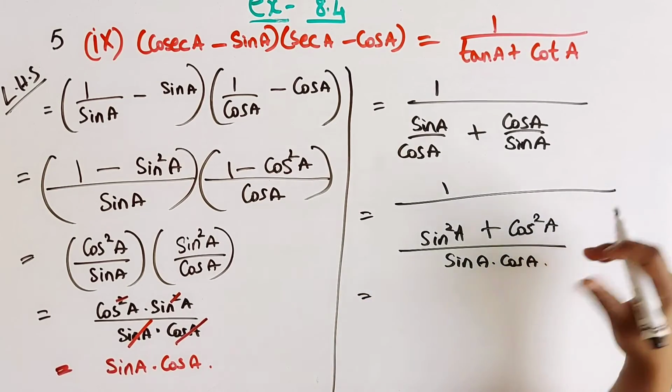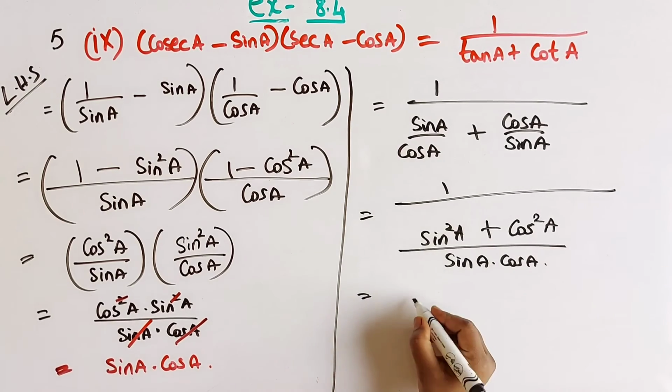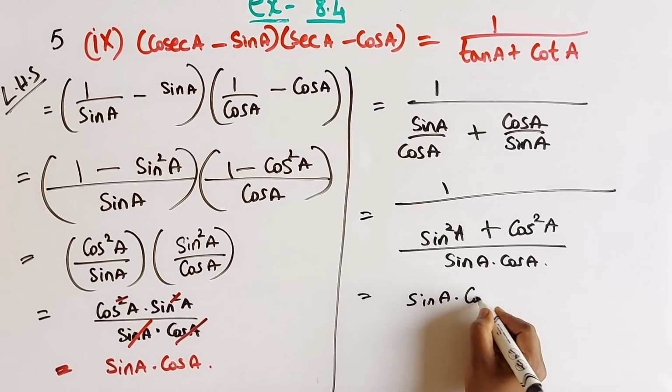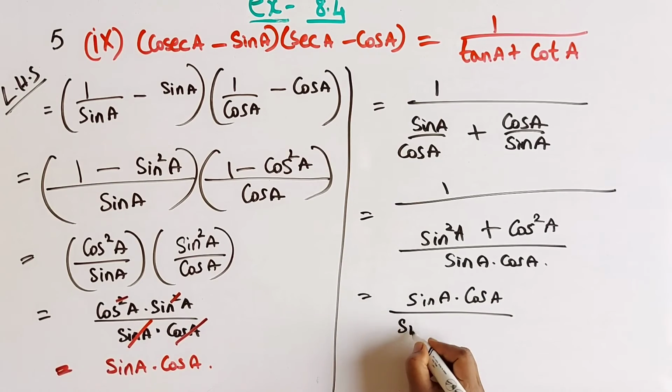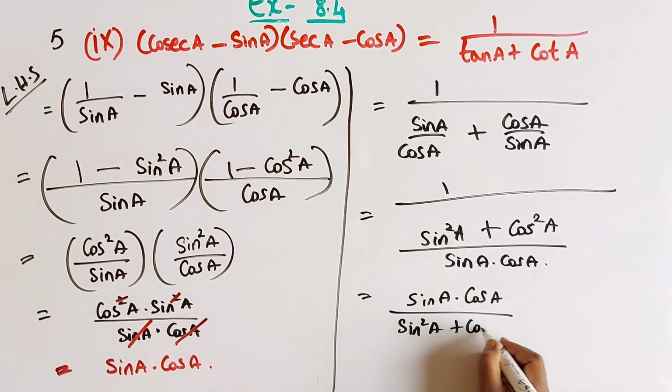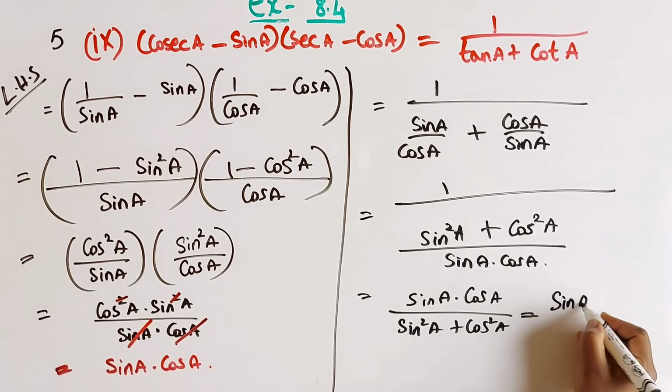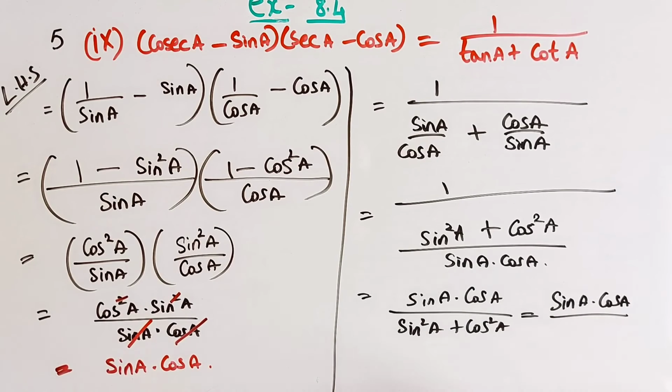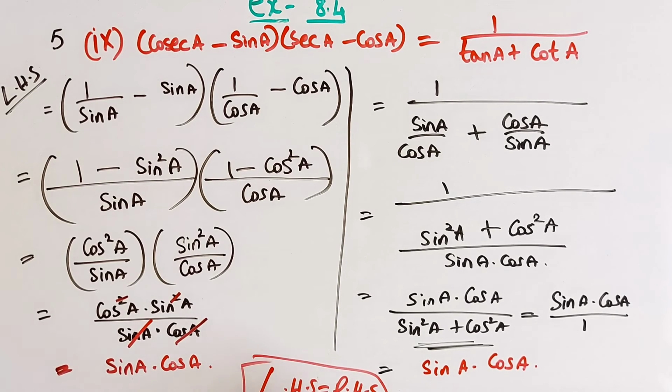Correct, children? Just invert this one. That is sin A into cos A divided by sin square A plus cos square A. Correct, children? So in the numerator we have sin A into cos A divided by, what is sin square A plus cos square A? It is 1. So now on the RHS side, what is the answer? Sin A into cos A, children. So we can say that LHS equals RHS. So it is proved. Right, children?